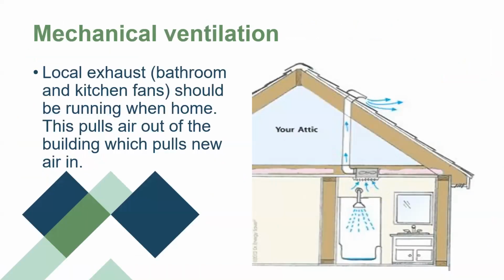So we're going to talk about mechanical ventilation. One good example is local exhaust systems. Inside your bathrooms or kitchen, there are fans which should be running when you're at home. This helps pull air out from the building and pulls in new air. Next slide, please.